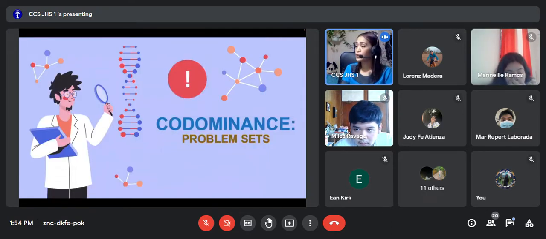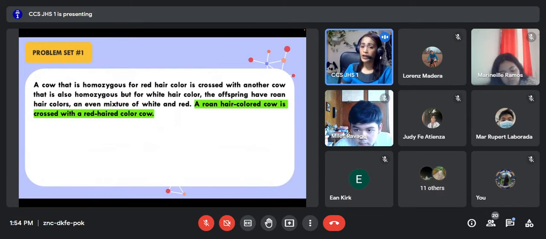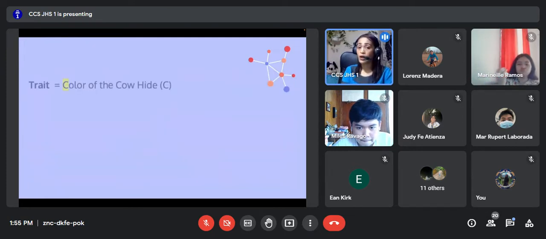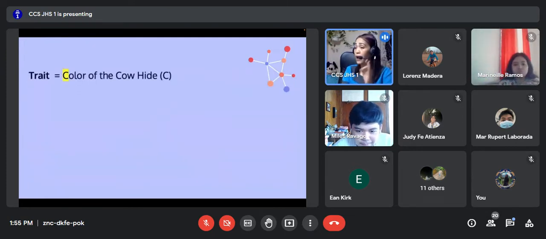So this time we will do the problem sets. By the way, the problem sets are all found on our module. So you can read on that later on. So let's focus on what is being asked on that particular problem set. And for every problem set, we also have our supporting or guide questions. Here, as you can see, this particular problem talks about the color of the cow hide.